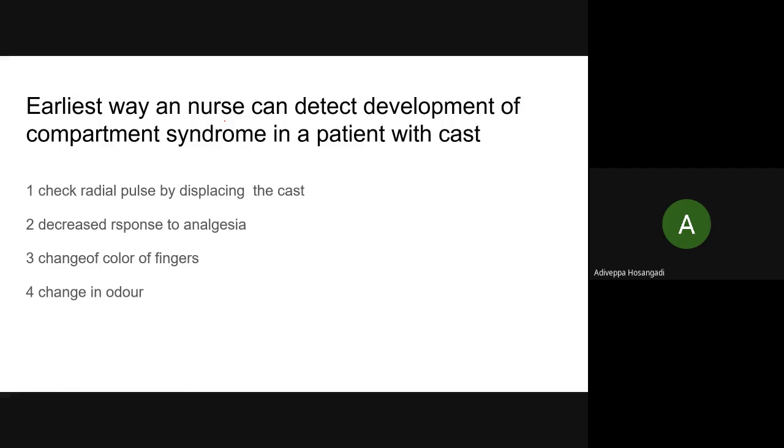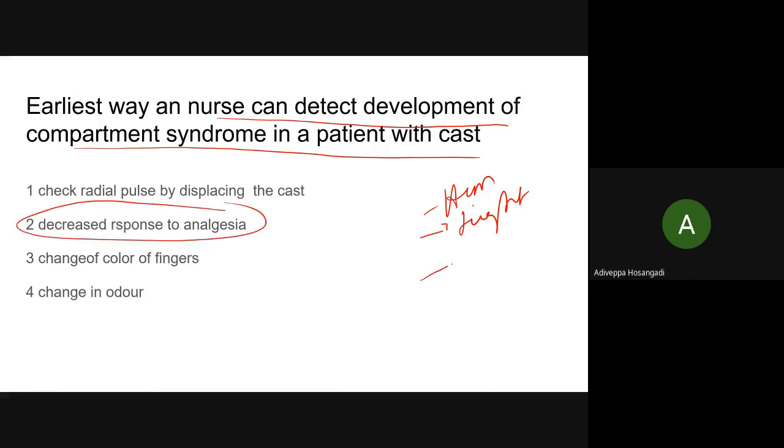Earliest way a nurse can detect the development of compartment syndrome in a patient with a cast: decreased response to analgesia. See, compartment syndrome can be because of a huge hematoma, a closed fracture with hematoma, a tight compression bandage, a huge hematoma compressing there, or vascular compression. In fasciotomy, all of the following are cut except: muscles.